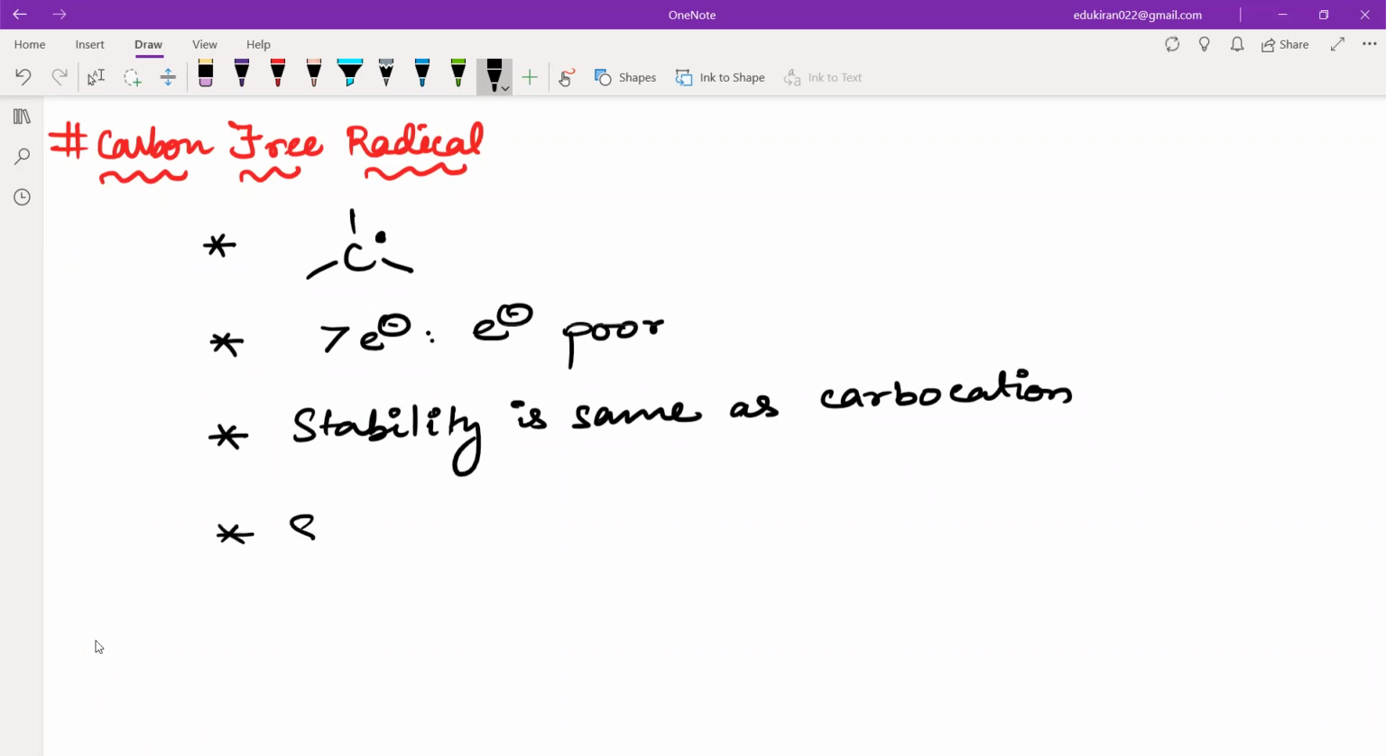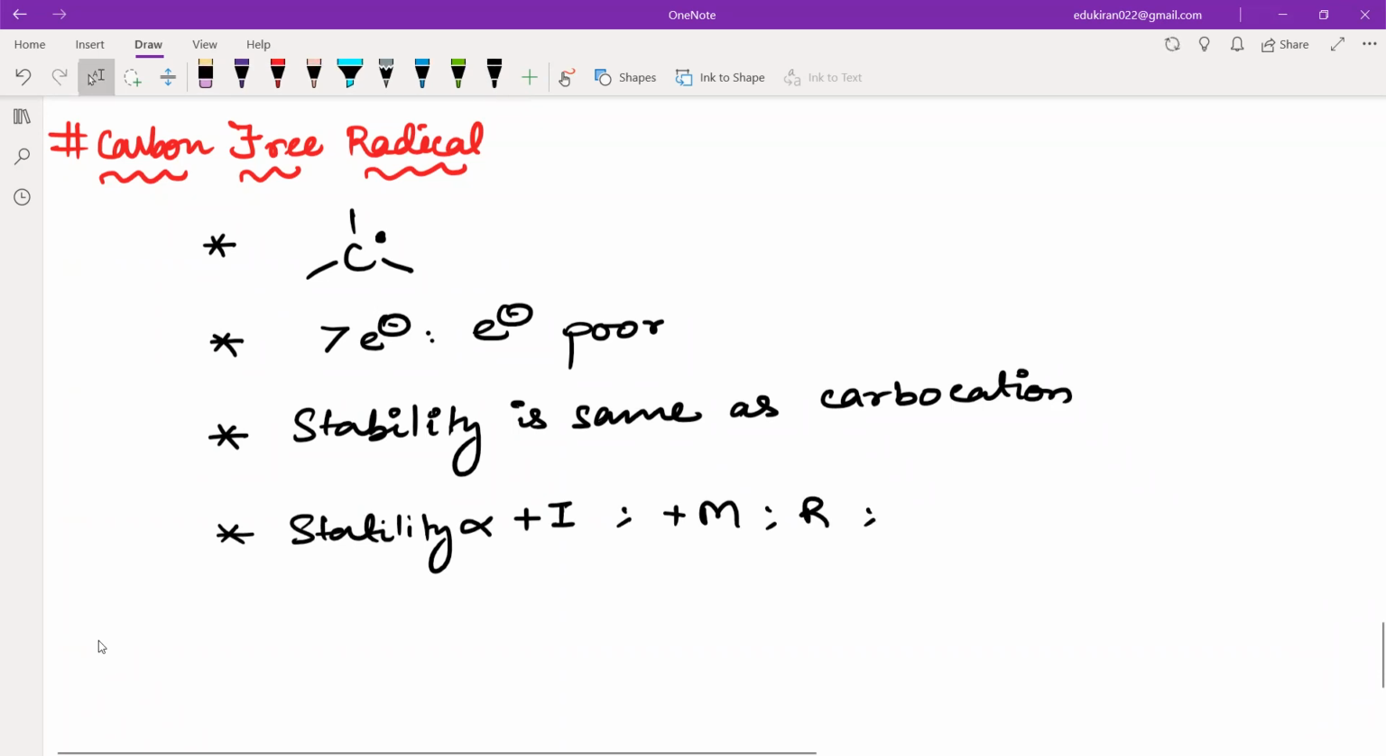That means stability will be directly proportional to plus I, you can also write plus M, resonance, and hyperconjugation. Stability will be inversely proportional to minus I and inversely proportional to minus M. Resonance and hyperconjugation are phenomena, not groups. Write this about carbon free radical.